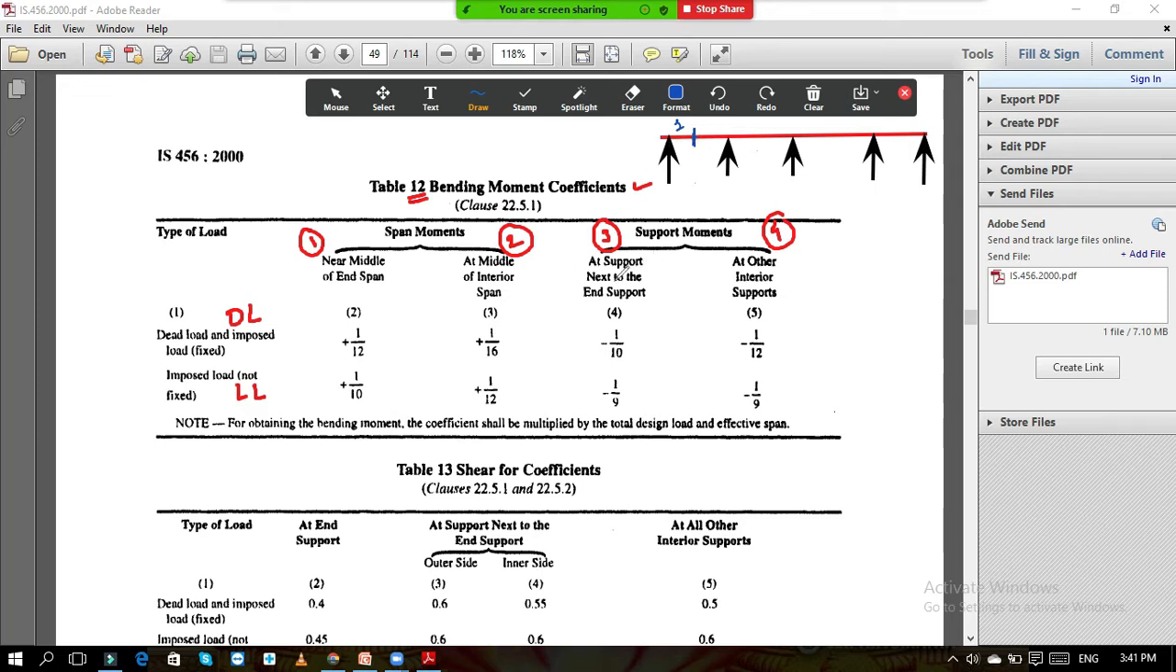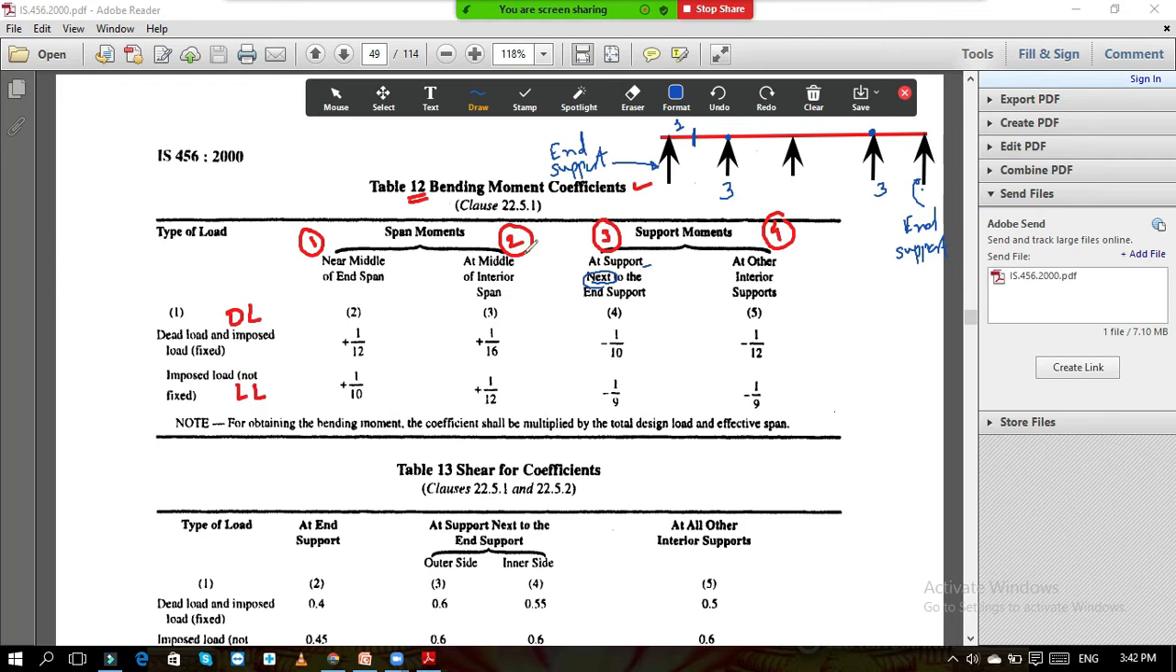Then at the support next to end support. So this support is called the end support. This support is also called the end support. So what they have told you, support next to end support. The support coming after the end support, which one is that? So here at this point, our number 3. Support next to end support is this support. Here is number 3.